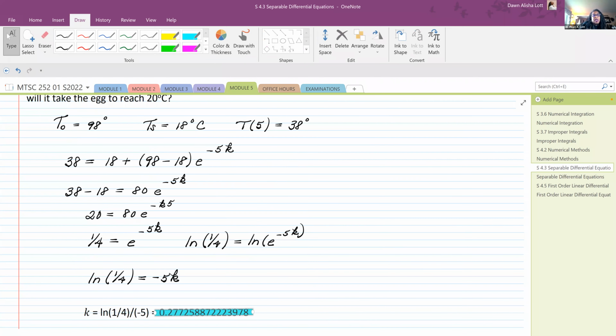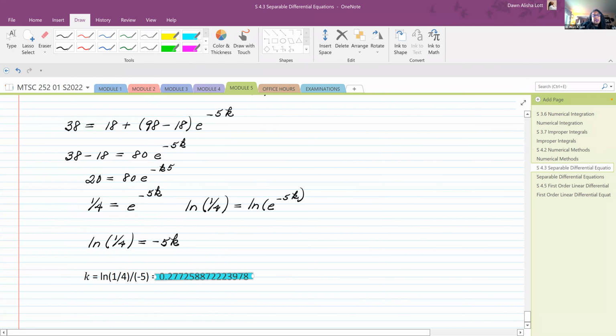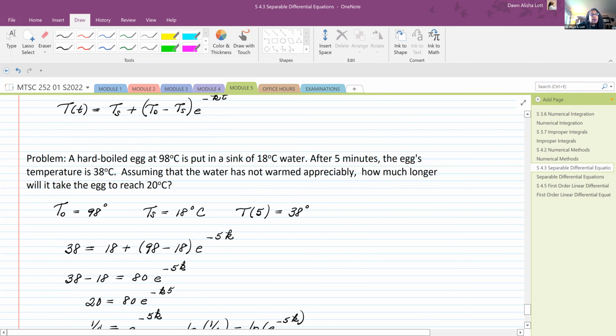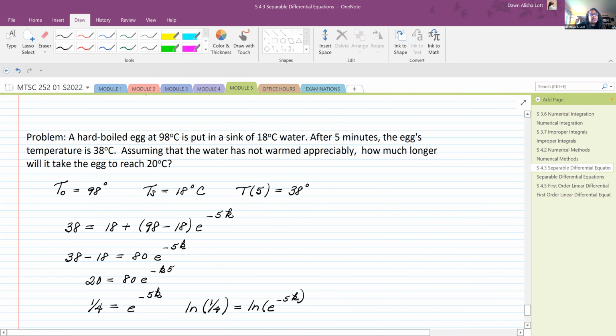Okay, and then the question says, how much longer will it take the egg to reach 20 degrees? Okay, well, let's see here. We want T at T, whatever it is, to be 20 degrees. So we have 20 is going to equal 18 degrees is the water, and then 98 minus 18.